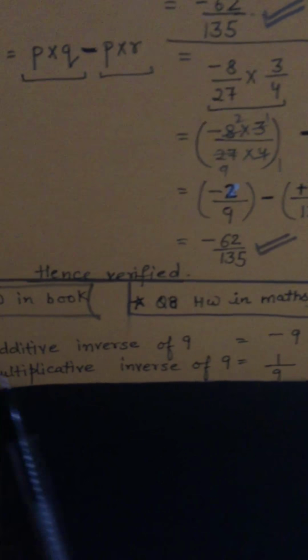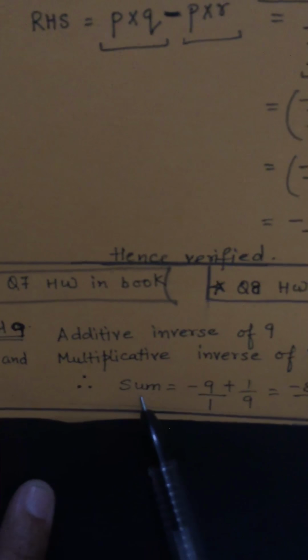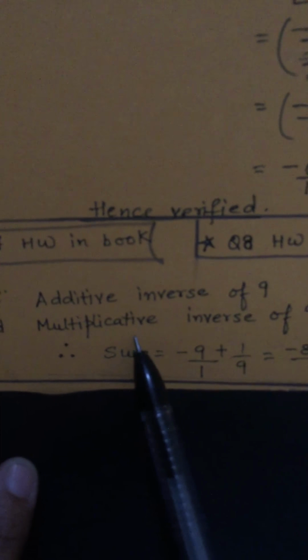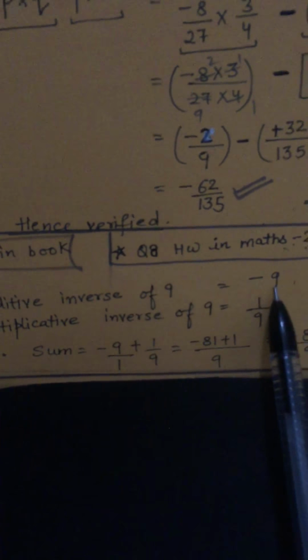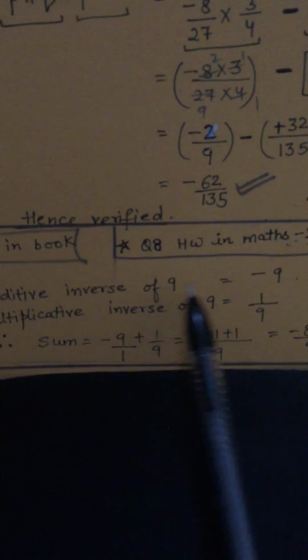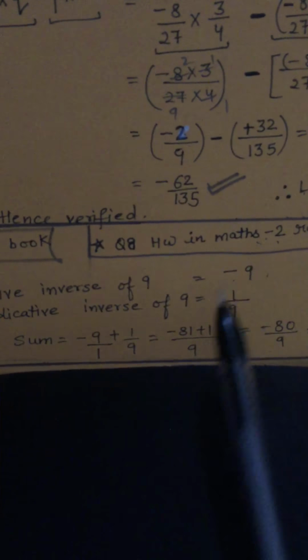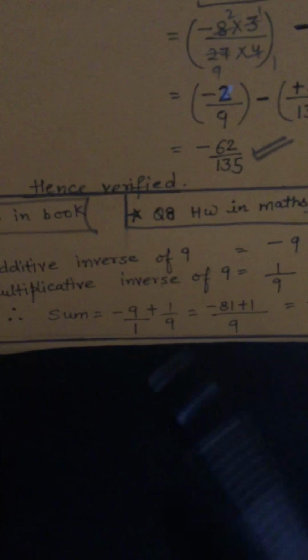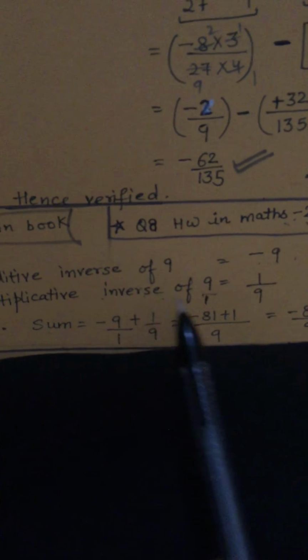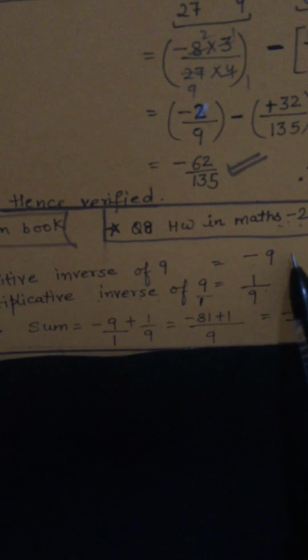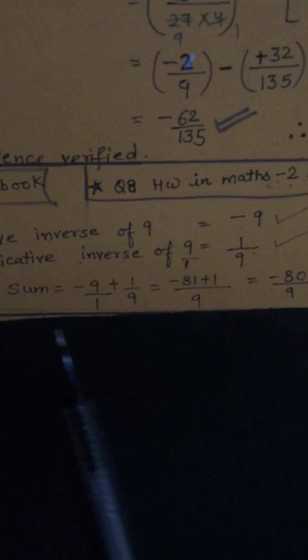Question number 9 is find the sum of additive inverse and multiplicative inverse of 9. Additive inverse means same value with opposite sign. So 9 remains 9, plus 9 becomes minus 9. So this is additive inverse. Multiplicative inverse, 9 can be written as 9 upon 1. So what's the multiplicative inverse? Reciprocal, 1 upon 9.